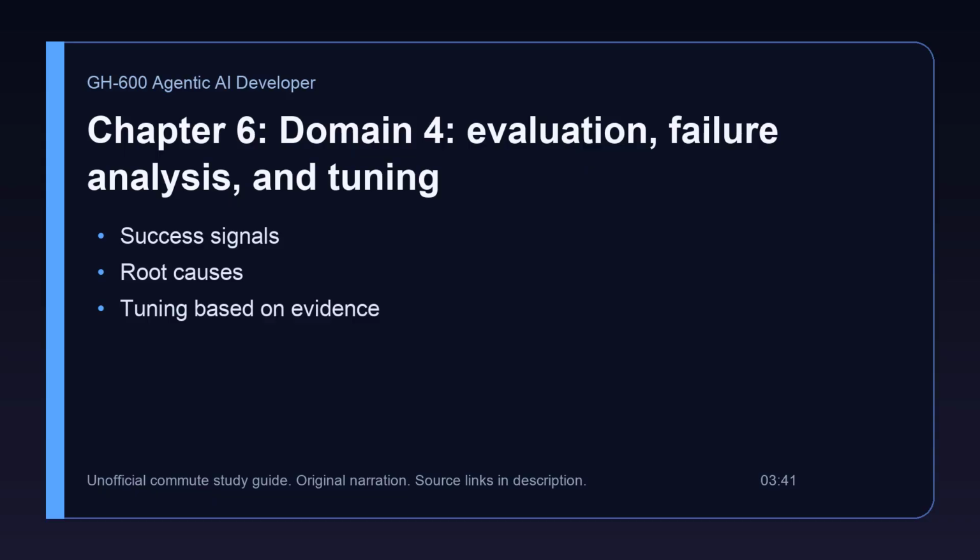A strong success criterion is specific. Create a pull request that implements this behavior. All existing tests pass. New tests cover this edge case. Code scanning introduces no new high or critical findings. Secret scanning finds no new secrets. The pull request includes rollback notes. The generated artifact is attached to the workflow run. That is evaluable.